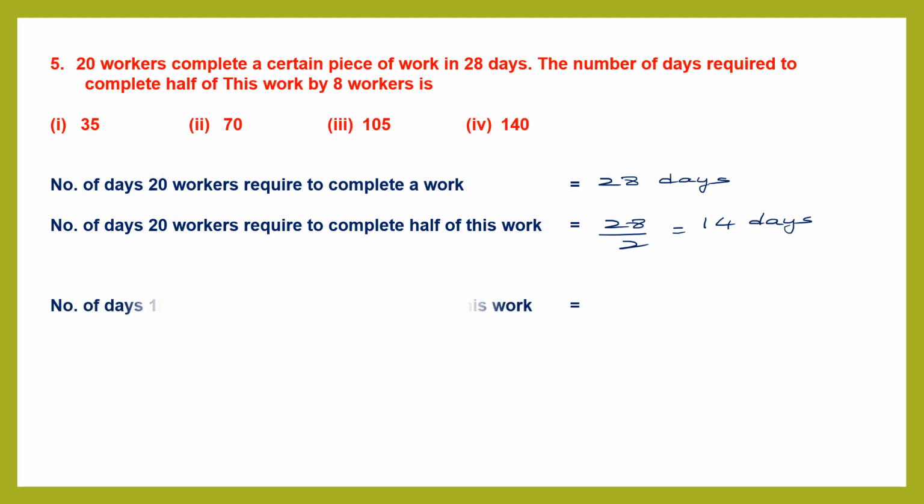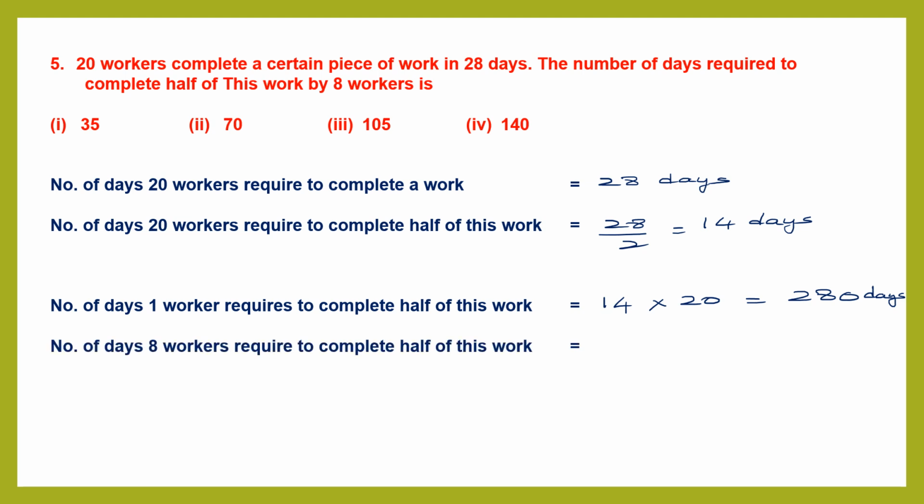Now we have to find for one worker, number of days one worker requires to complete half of this work. So when 20 workers are working together, they are finishing in 14 days. Suppose that same work has to be done only by one person, he will take many more days, isn't it? So we have to multiply. That is 14 days into how many workers? 20 workers. So this is going to become 14 into 2 is 28 with a 0. So number of days one worker will need is 280 days.